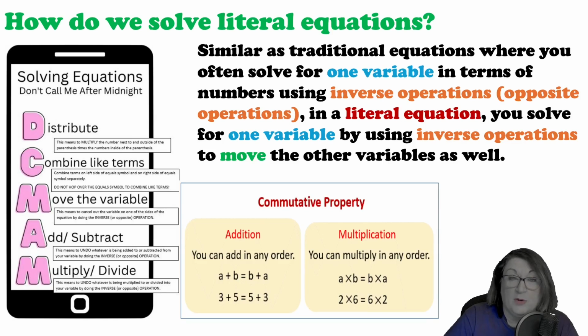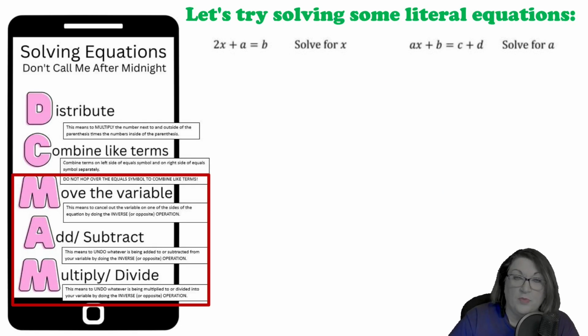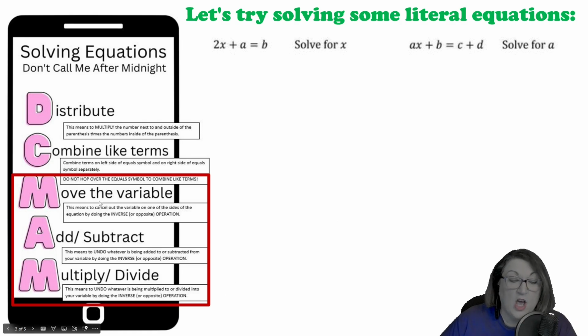Whereas with the product in a multiplication problem, the same thing can happen. 2 times 6 is 12, and so is 6 times 2. So it doesn't matter what order those numbers are in when it's add or multiply. You can move things around and still get the same answer. So sometimes you might end up using that property a little bit when you're working with literal equations. Let's try solving some literal equations. For these equations, we may be moving variables around, adding and subtracting, or multiplying and dividing.